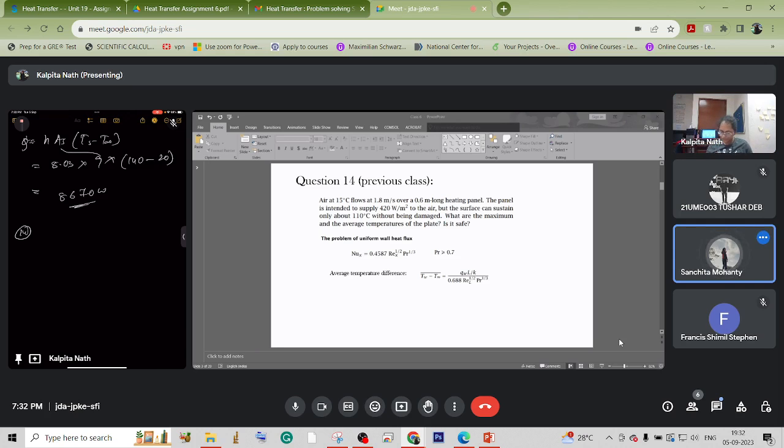From the heat flux, it came out to be 629.97 watt per meter square. Heat flux is not required; you don't need to calculate it. You can directly put the Nusselt number from there. Let me show you.